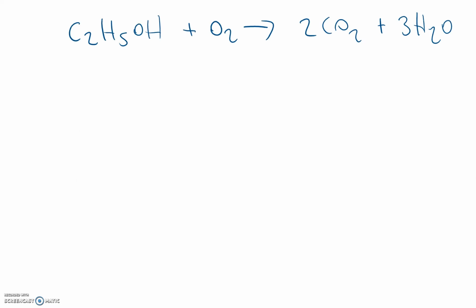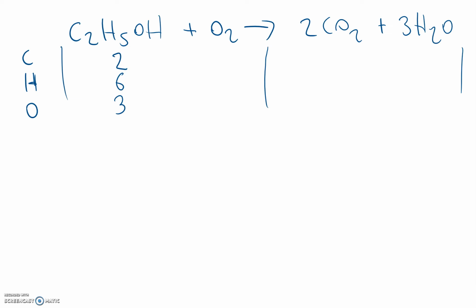I repeat this step by setting up my columns below, listing the elements on the left, and writing down what I have. I have 2 carbon, 6 hydrogen, 3 oxygen on the left, and I have 2 carbon, 6 hydrogen, and 7 oxygen on the right. So my equation is still not balanced.